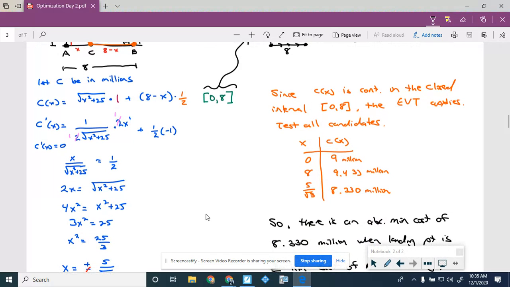So what does that mean? That means I'm guaranteed to have an absolute max and an absolute min, and it's going to occur either at a critical point or an endpoint, right? Those are my candidates. Well, I have my endpoints, 0 and 8. So to get the critical points, I have to take the derivative.